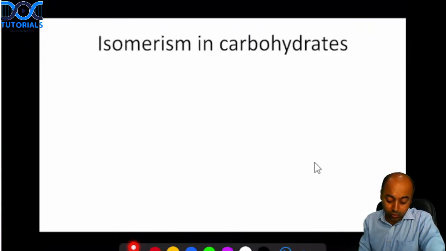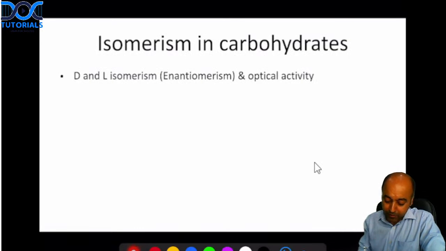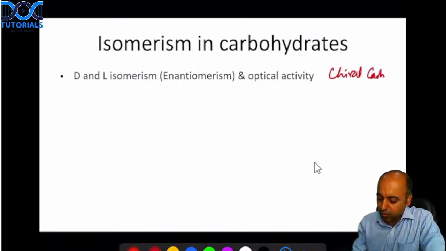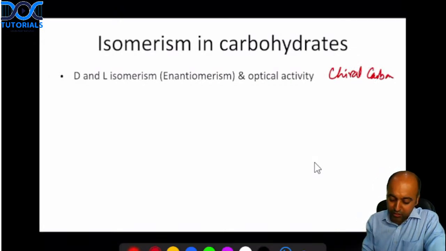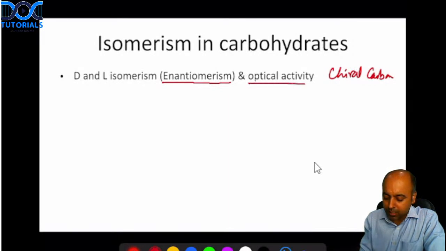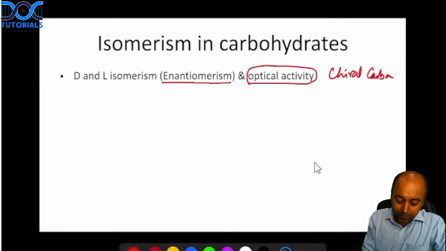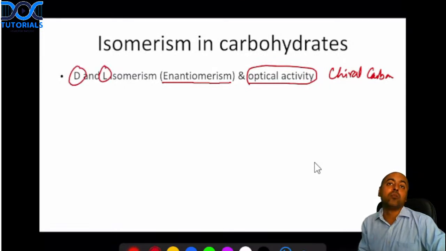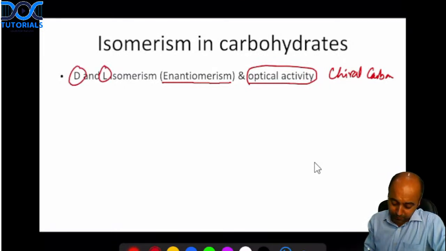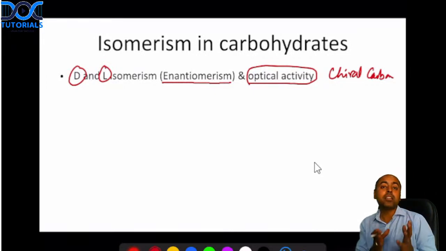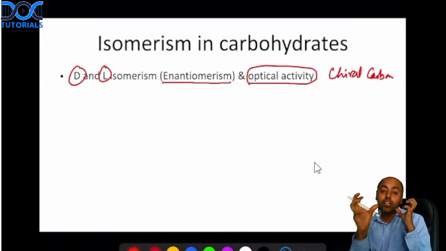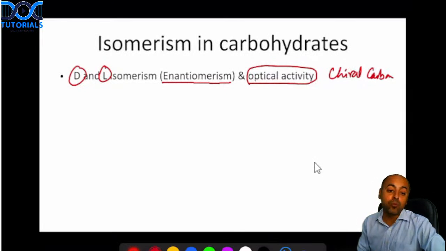So you can see isomerism in carbohydrates based on chiral carbon. Based on chiral carbon, we have two types of isomerism. We have enantiomerism, and we also get what is known as optical activity. In enantiomerism, we have the D and the L forms. What is happening here? They are mirror images. All the functional groups will be arranged in the opposite direction.